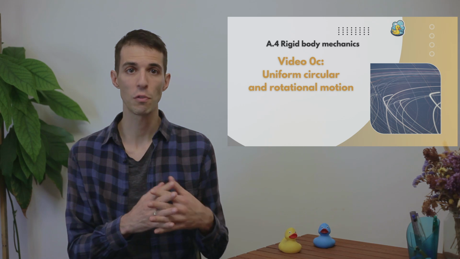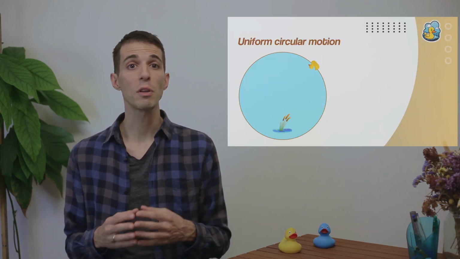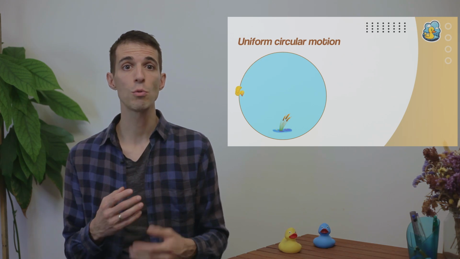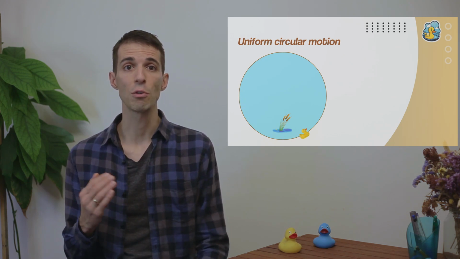We have talked about how objects rotate and how we measure their motion. But now let's look at two special cases of rotational motion: uniform circular motion and uniform rotational motion. In uniform circular motion, an object moves along a circular path at a constant speed.